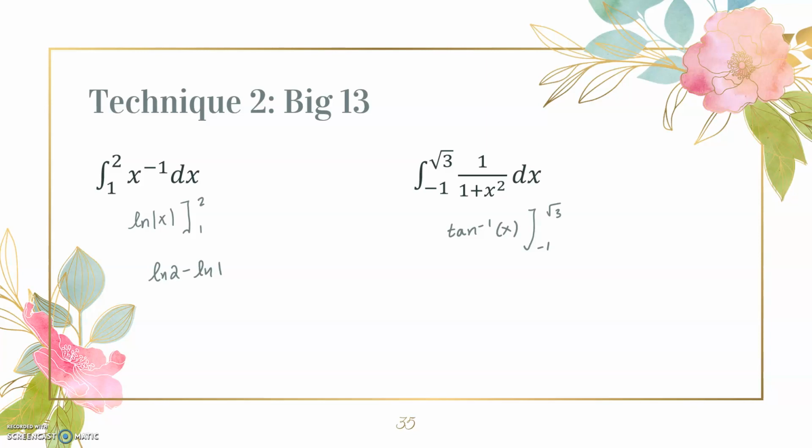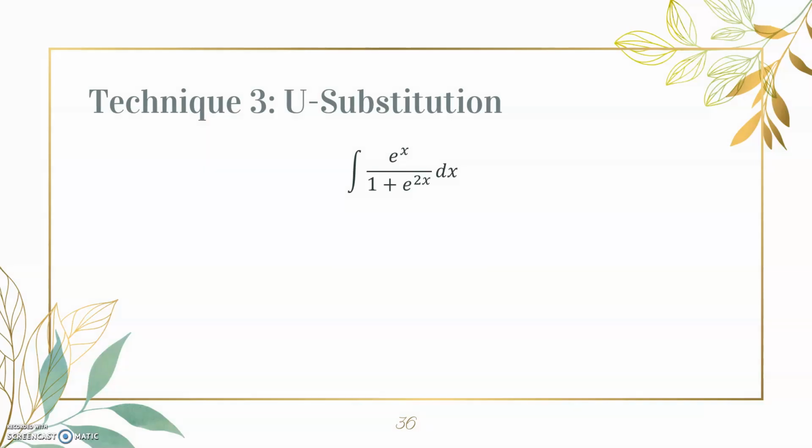Make sure you have those big 13 down. That's something that you should definitely know cold going into your AP test. The third technique is u-substitution, which if you have the big 13 down cold, you are much better off because you're trying to turn this into one of the big 13. The way you can turn this into one of the big 13, well, you might look at it and say, oh, maybe it's 1 over x, and then it would be natural log.